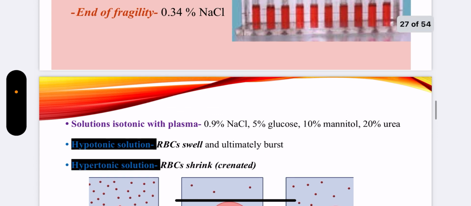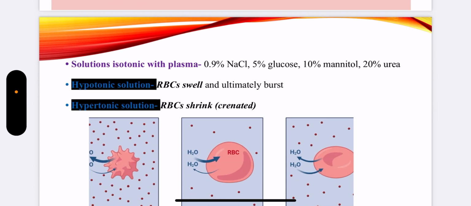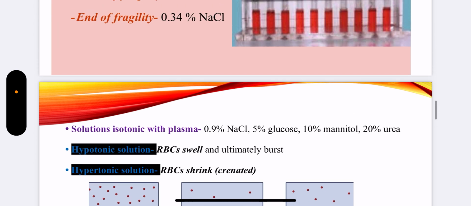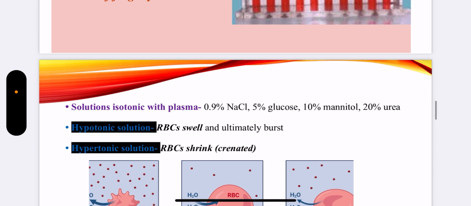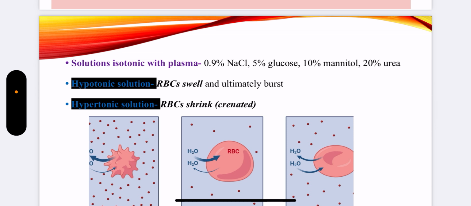Solutions that are isotonic with plasma are 0.9% NaCl, 5% glucose, 10% mannitol, 20% urea. So when the cells are placed in hypotonic solution, 0.48% NaCl, RBCs swell up and ultimately they can burst. Why can they burst? Because the solution outside is hypotonic. Water, or the solvent part, will try to enter the cell by the process of osmosis. RBCs will get swollen and ultimately they can undergo bursting also.